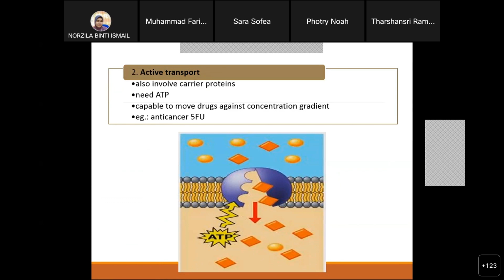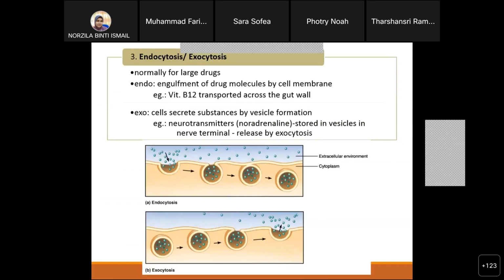The third one, endocytosis and exocytosis. An example of endocytosis is vitamin B12, which is transported across the gut wall through engulfment of drug molecules by the cell membrane. An example of exocytosis is neurotransmitters like noradrenaline, which is stored in vesicles in the nerve terminal. It will be released to the space outside the terminals through exocytosis.